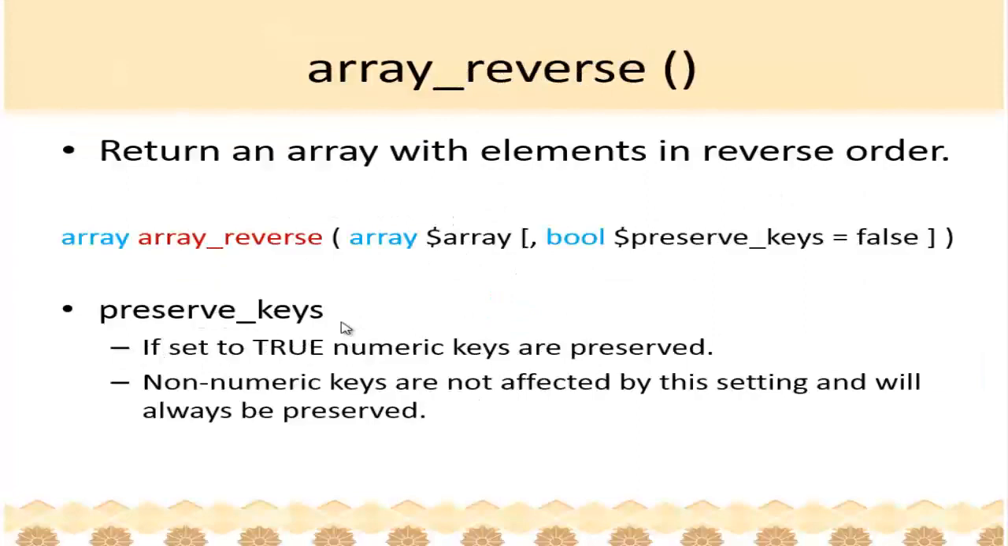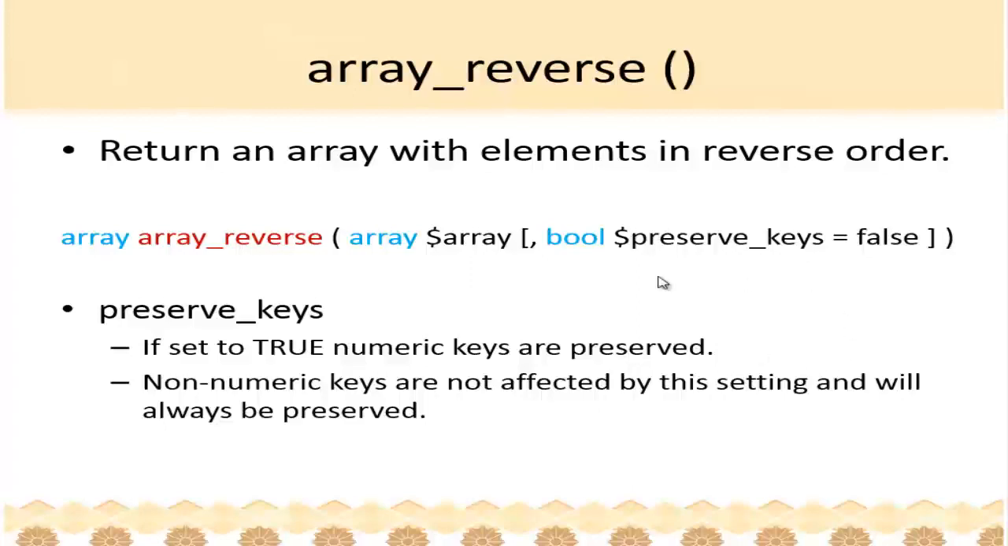This one is a very obvious one. It reverses the array. So if you want to reverse an array, it is straightforward. There is a simple way of doing it. You can supply whether the preserve key is true or false. If it is true, it will preserve the keys.